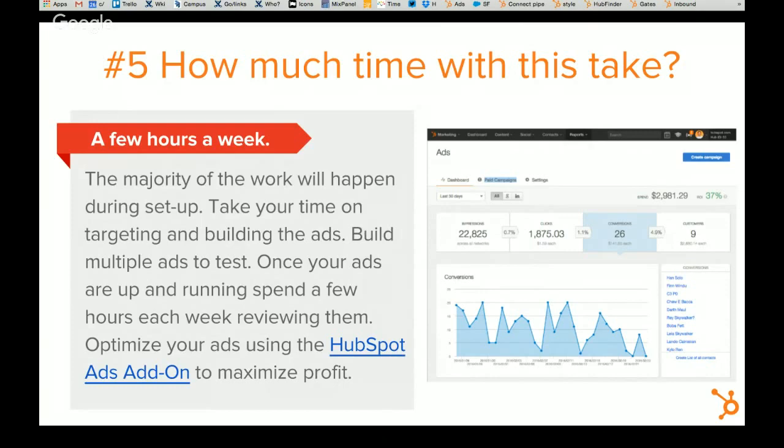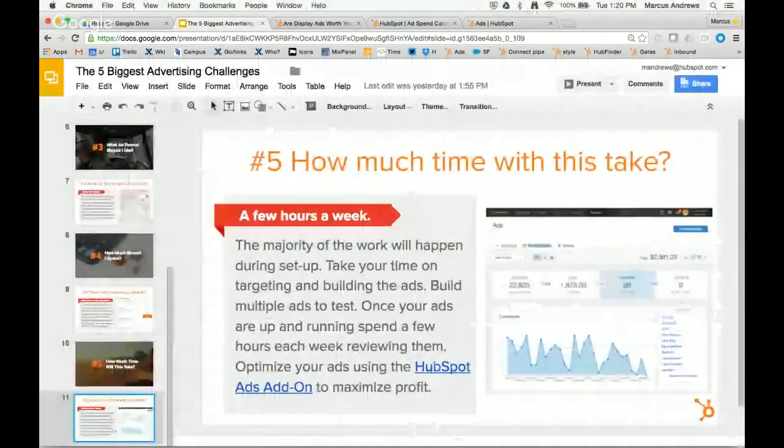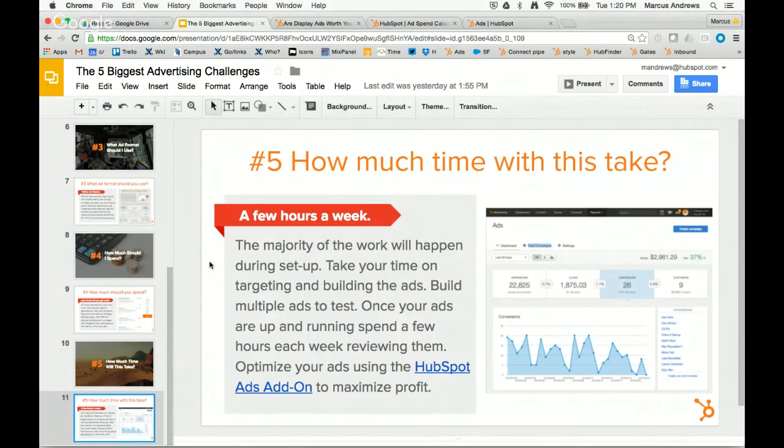The second part of how much time will this take, and the answer is a few hours a week. I think once you spend the time on setup, that is definitely going to take you potentially a few days or maybe even a week to focus on the setup, and then just come back and check it a few hours every week. It doesn't necessarily need to be more than that once you get into a rhythm.